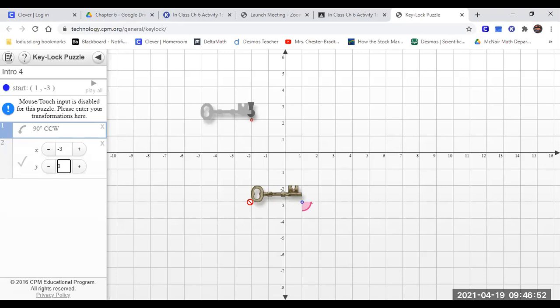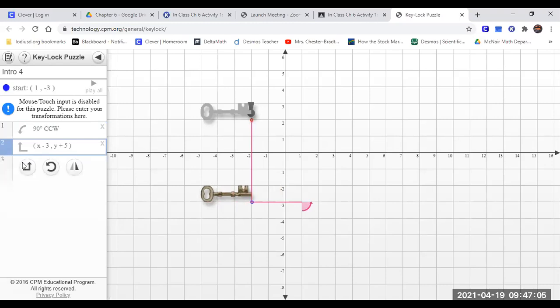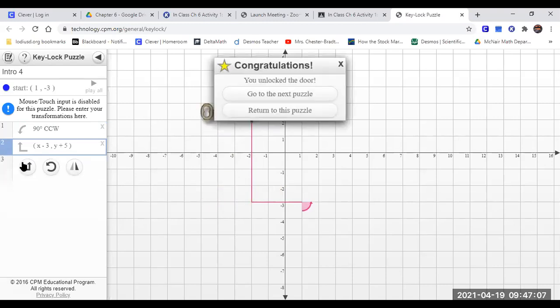I have to go up. How much do I have to go up? 1, 2, 3, 4, 5. So I have to go up 5 on the positive. Nope, on the 5. Okay, let's check it. Boom, we opened our door. Okay, let's go to our next one.